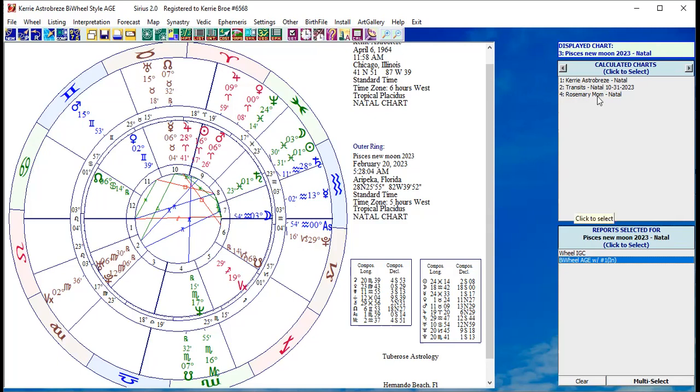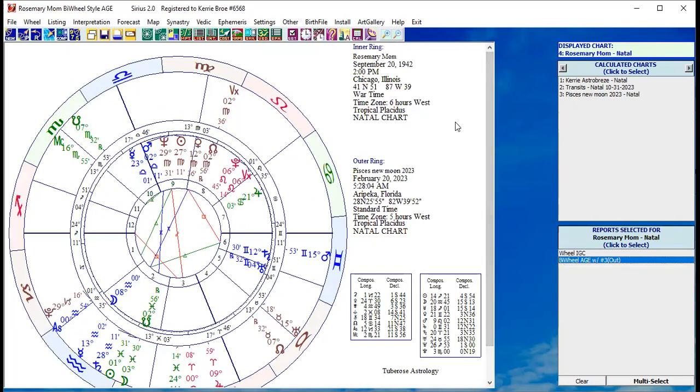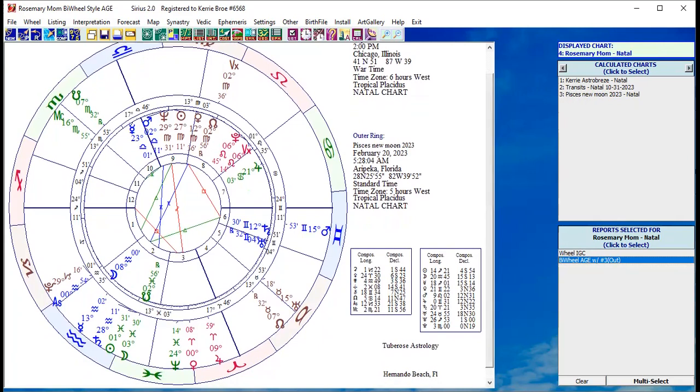Now let's see. I can call up her chart there, the bi-wheel. There it is. Okay, so you should see my mom, her name is Rosemary. This is her chart in the middle, and this is what was going on the day she passed. And we can see this new moon was right on her south node. Look at that. Isn't that interesting?